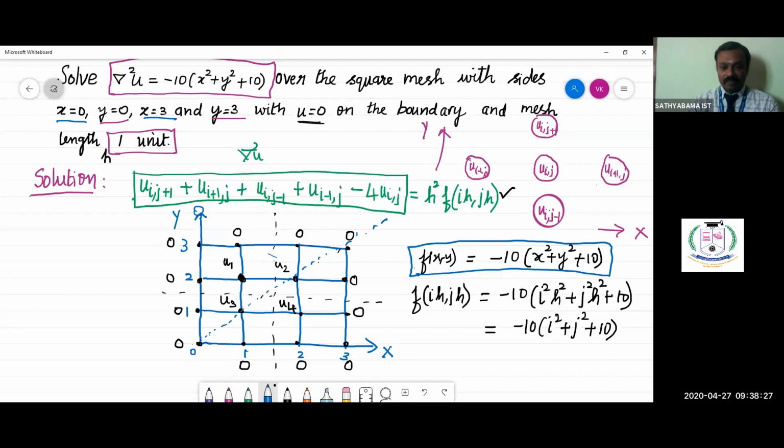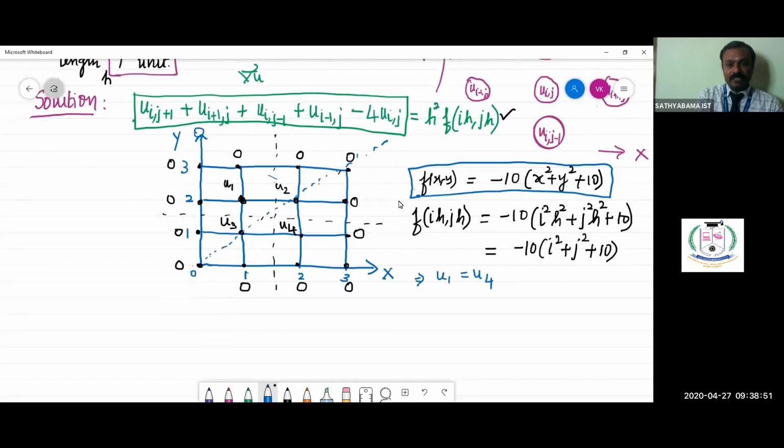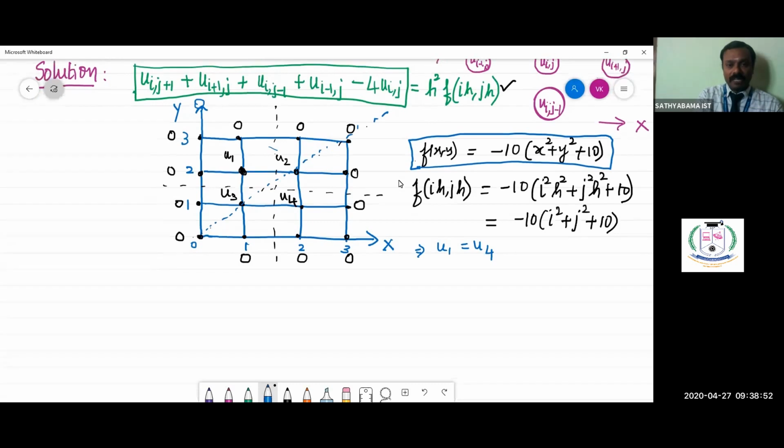So from this we can say U1 is equal to U4, because even without this idea we can start solving the problem, but it may help us. It will reduce one of the equations. The number of unknowns will be reduced to 3 if you apply the symmetry conditions. So now let's represent the difference equation at the mesh points.